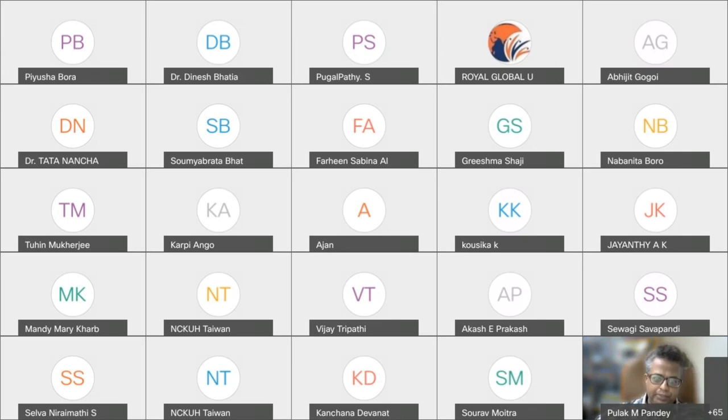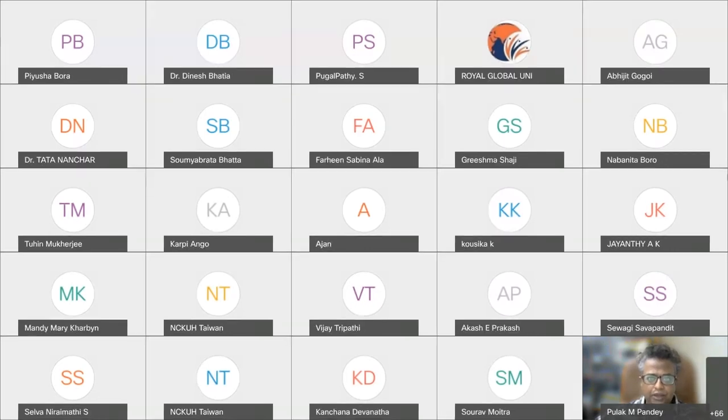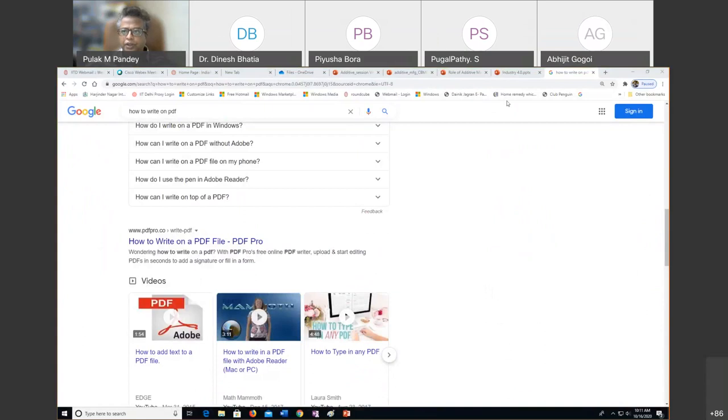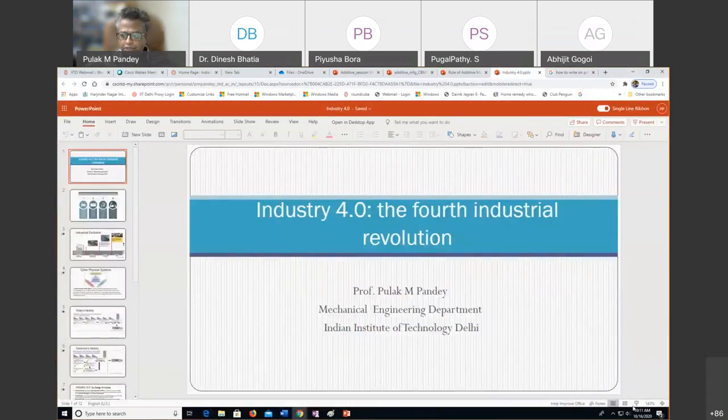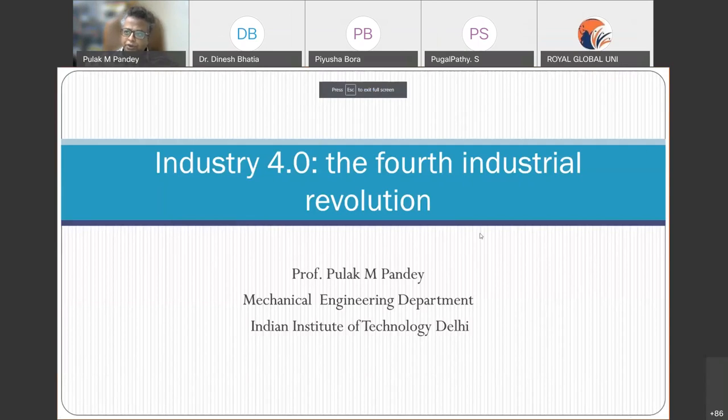So let me share my slide. Okay, I have not yet used screen one. I don't know, it's called screen one. Okay, so I think my screen is now visible to you. Okay. Yes. So can you see this slide now, Industry 4.0? Yes, sir, we can see it. The fourth industry. Okay. Is it okay with everybody?